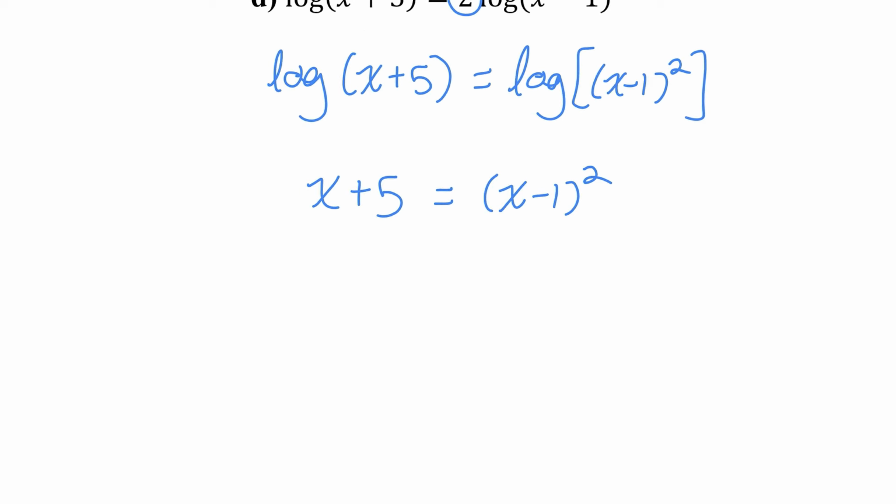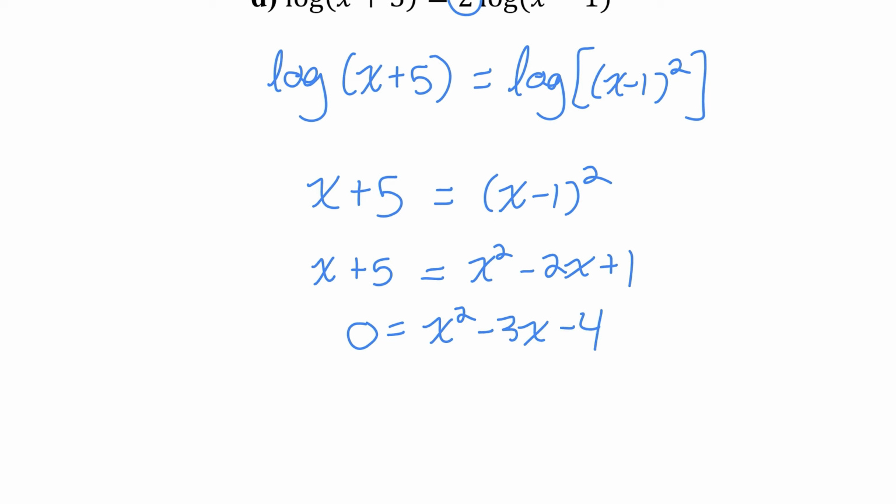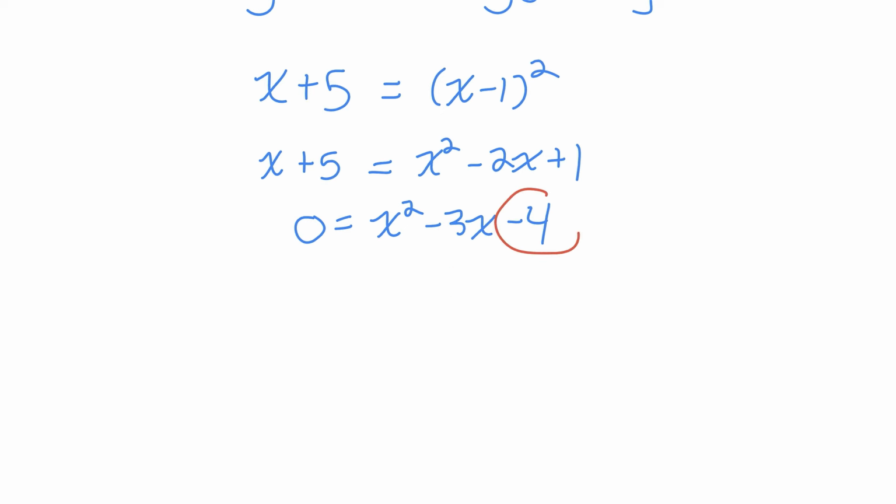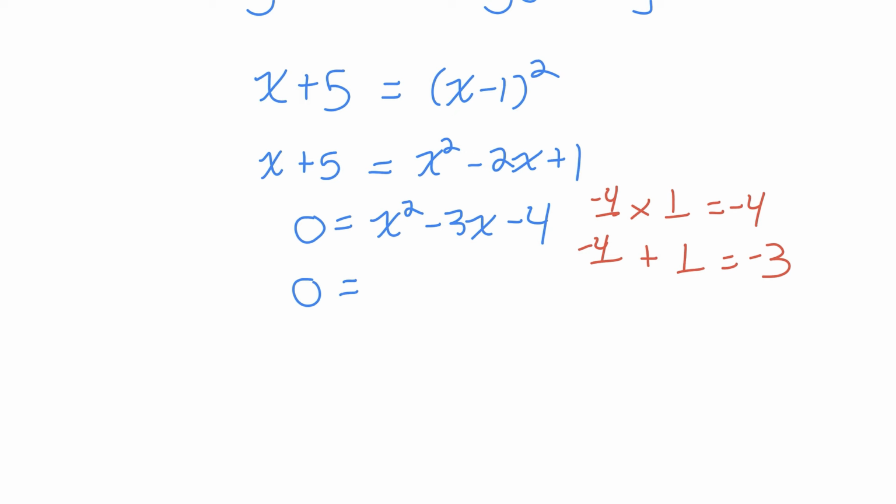And now I have a quadratic to solve, so I will expand the right side. X minus 1 all squared would be x squared minus 2x plus 1. Set the quadratic to 0 by moving all the terms to the right. I'd have x squared minus 3x minus 4. I would then find numbers that have a product of negative 4 and a sum of negative 3. The numbers that work are negative 4 and 1. So I know it factors to x minus 4 times x plus 1. So the solutions are 4 and negative 1.